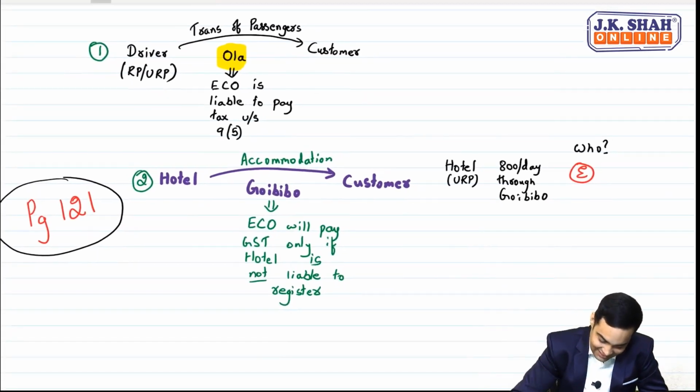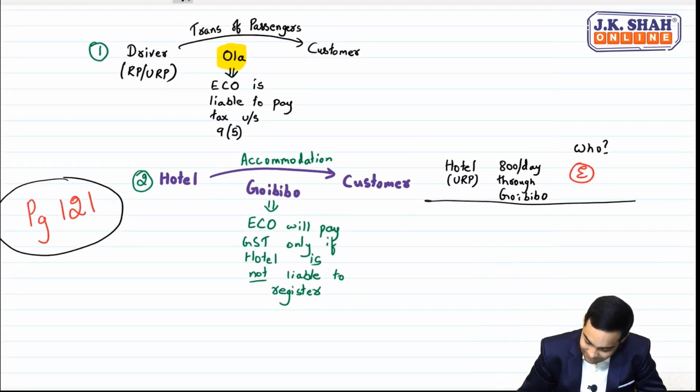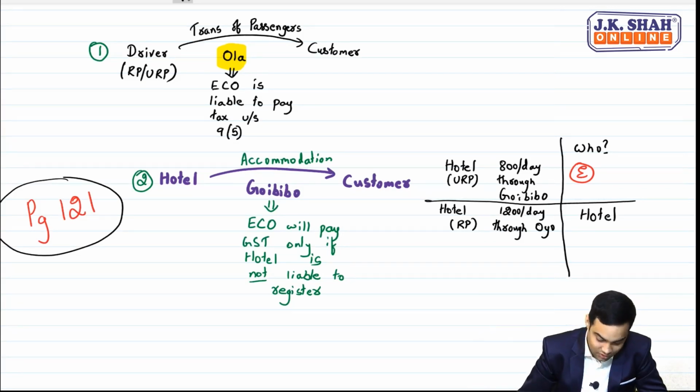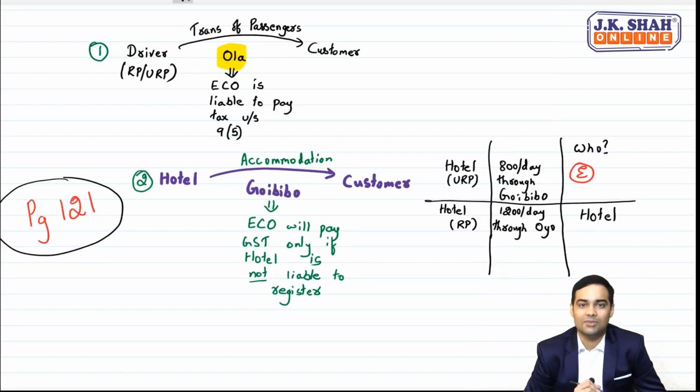Let's see a second example. A registered hotel, 1200 per day. If it was 800 per day, then exempt. Through OYO, then the hotel will pay the tax. Is it covered by 9.5, sir? No, then it is not covered by 9.5. Then the hotel will pay the tax.